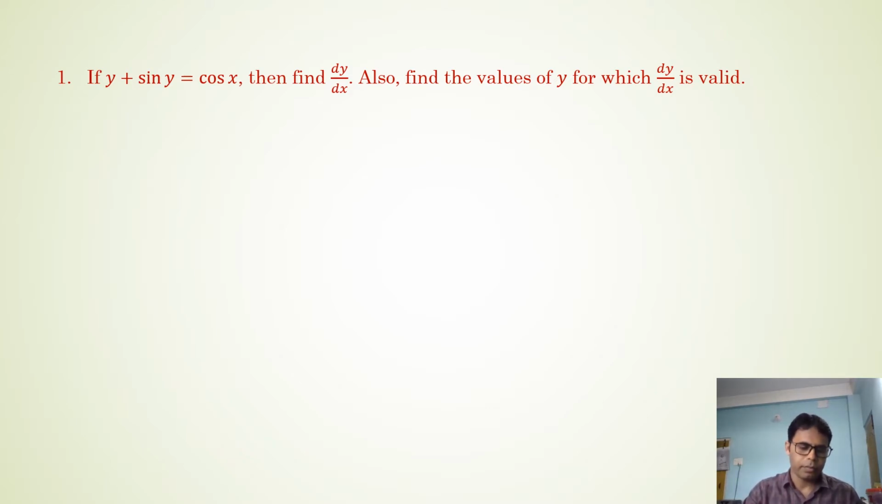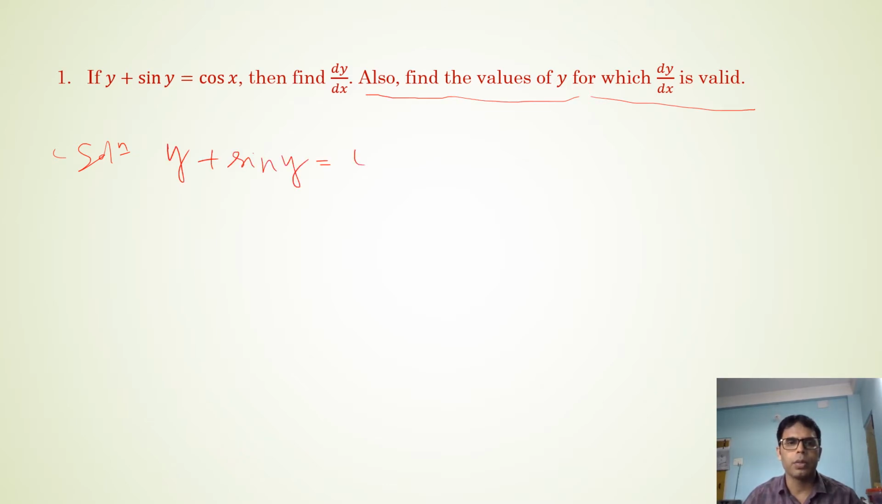Here, this is the second part: also find the values of y for which dy/dx is valid. This is one important part. So the first part is to take the differentiation of the function only. In the solution part, you first write the given function. The function is simply y plus sin y is equal to cos x, and then you write: differentiating with respect to x.